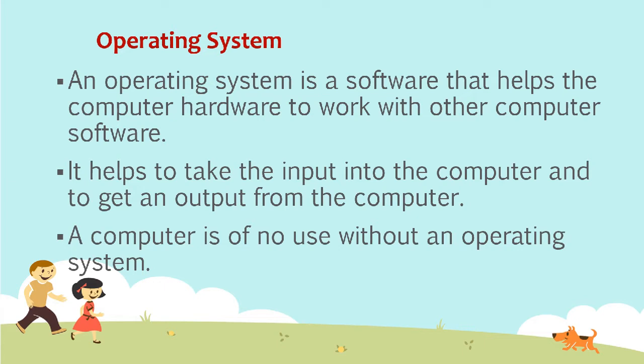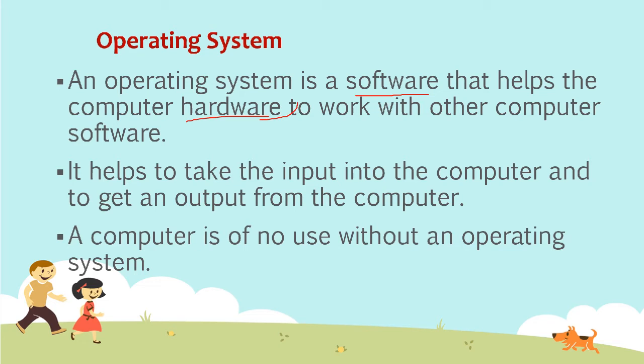Now we will see what an operating system is. An operating system is software that helps the computer hardware work with other computer software. We know what hardware is and what software is, right? So this operating system makes the hardware and software work together. If there is no operating system installed in your computer, the computer hardware or software may be useless. So an operating system is software that helps the computer hardware work with other computer software.